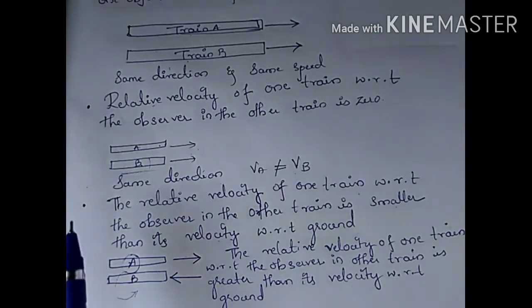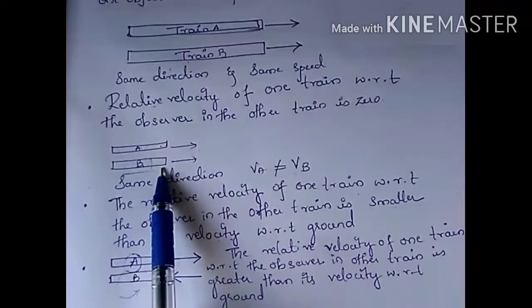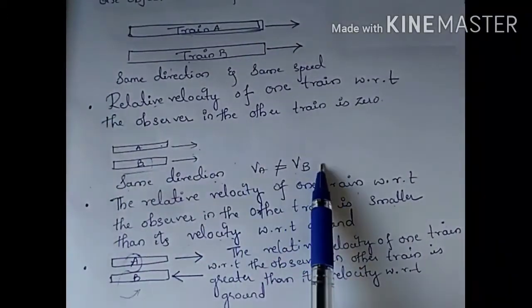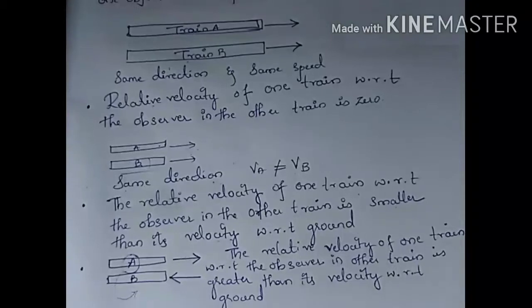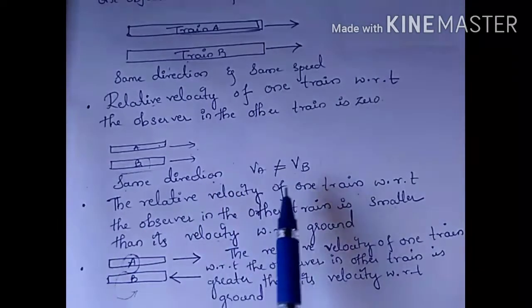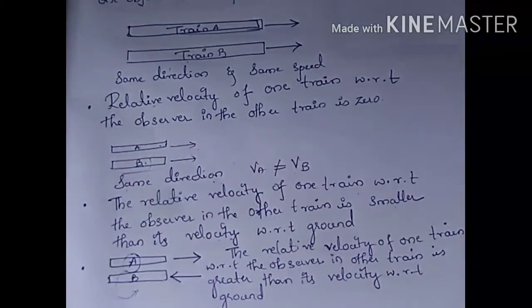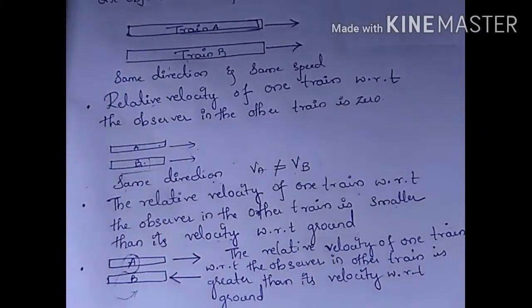So the second point was, there are two trains again, but the direction of the two trains is the same, whereas the velocity of train A is not equal to the velocity of train B. In that case, our question is, what happens to the relative velocity? The relative velocity of one train with respect to the other train is smaller in comparison to what? In comparison to the velocity of that train with respect to the ground.